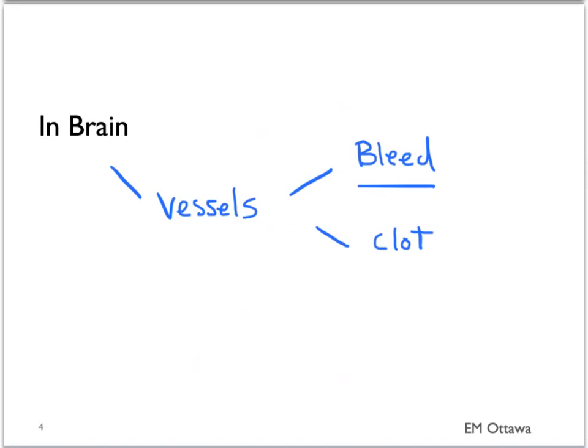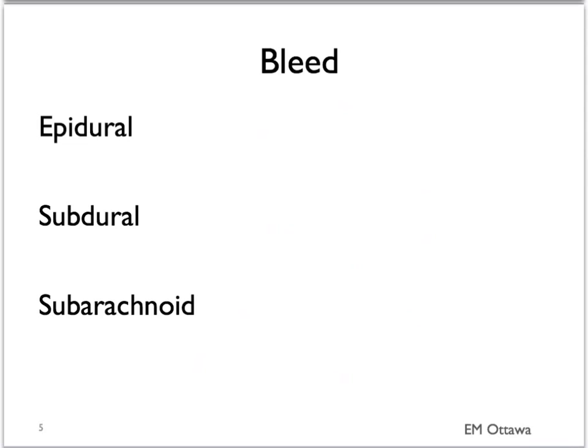Let's first talk about the diagnoses that are in the brain. We'll first look at the blood vessels, and we'll focus on the bleeding diagnosis. For all the bleeding diagnoses, which includes epidural, subdural, and subarachnoid bleed, we need to know whether the patient's more prone to bleeding, whether they have a hereditary bleeding disorder such as hemophilia, or whether they are on anticoagulants.